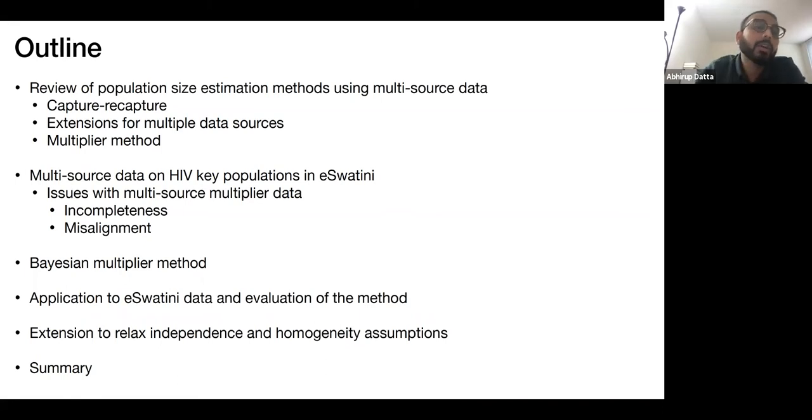In particular, there is incompleteness and misalignment in the data that needs to be taken care of when generating population size estimates. And we'll propose a Bayesian multiplier method to address all these issues. We'll discuss the implementation of the method and different extensions, and we'll apply it to get estimates of key populations in Eswatini and evaluate the method using simulation studies. And we'll also talk about an extension to relax some of the assumptions that go into many of these methods. And I'll end the talk with a brief summary of the findings.